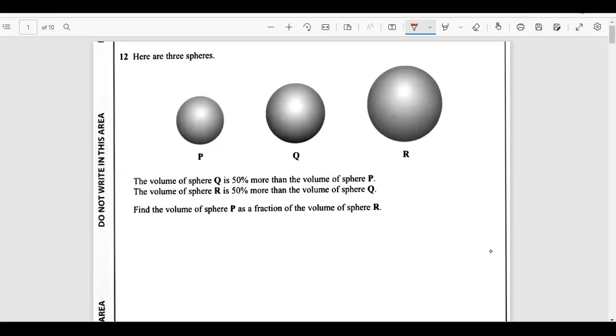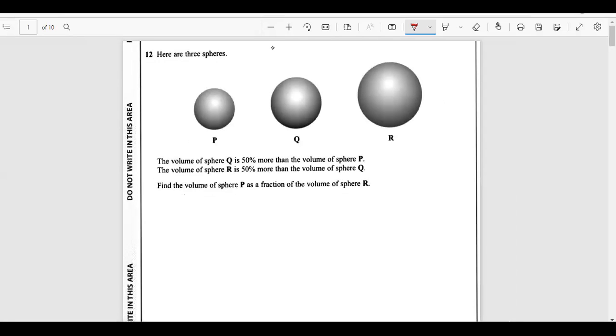Right, so I've shared the PDF file. So we'll be talking about a few questions. Okay, here's the first one. It says, here are three spheres. The volume of sphere Q is 50% more than the volume of sphere P. The volume of sphere R is 50% more than the volume of sphere Q. Find the volume of sphere P as a fraction of the volume of sphere R.